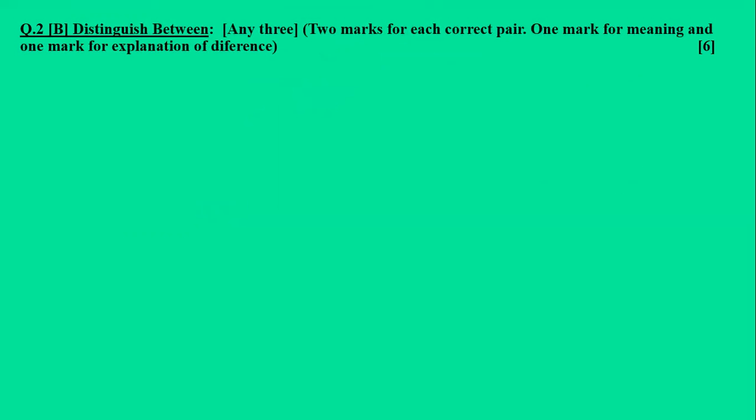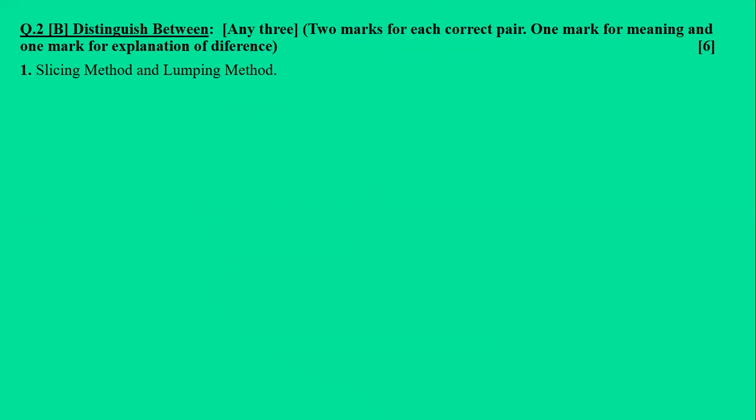Now, question number 2B. Distinguish between any three: 2 marks for each correct pair, 1 mark for meaning, and 1 mark for expression of difference. So total marks 6. First question: slicing method and lumping method. Now see, here also I have given a sample answer of question number 1, that is slicing method and lumping method. Similarly, you have to solve the other questions.